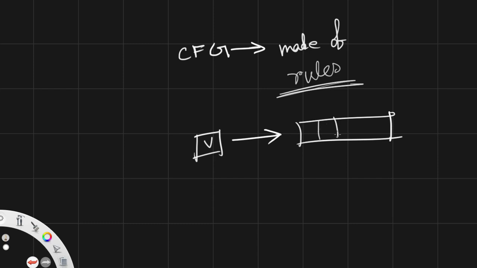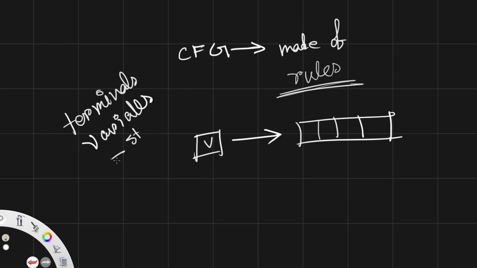Alright, and the elements of this string can be either terminals. We have also learned what terminals are, and we have also learned what variables are. And there is a special variable which we call the start symbol. So these were all the topics of our last video. This is what we call a production rule. There can be one or more rules in a context-free grammar, and using those rules we can generate any string of the language of that grammar.